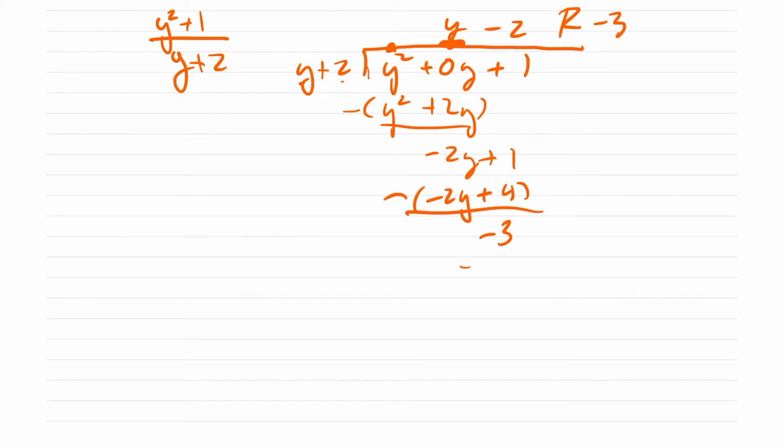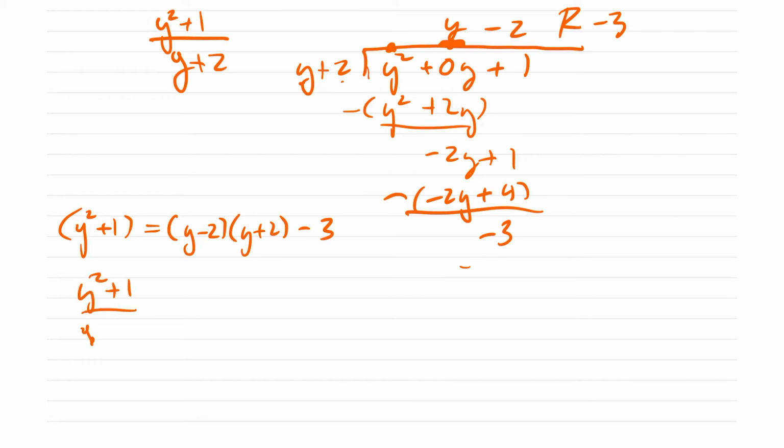And so then I can rewrite y squared plus 1 as this guy times this guy plus a remainder term. So this is equal to y minus 2 times y plus 2, and then minus 3. Now if I divide this by y plus 2, so I get y squared plus 1 divided by y plus 2, then what do I get? Well, I'm going to divide this by y plus 2 and divide this by y plus 2. And that first term, you get something that cancels. So you get y minus 2. You get minus 3 over y plus 2.